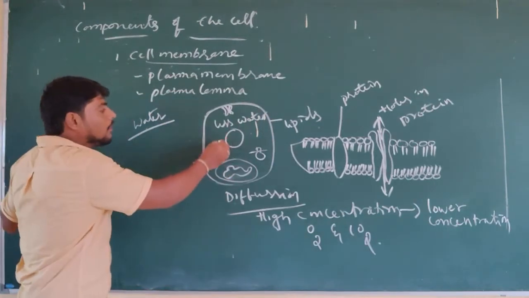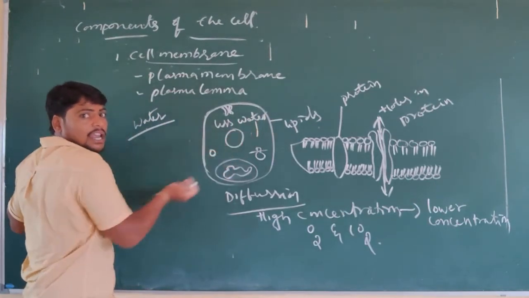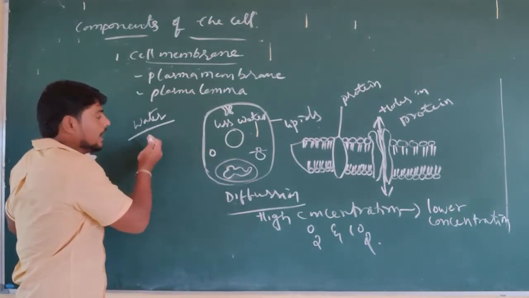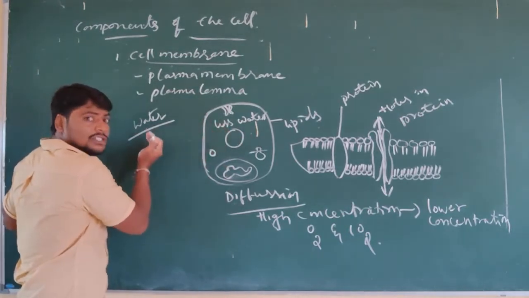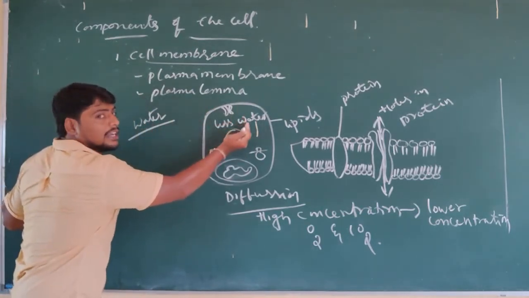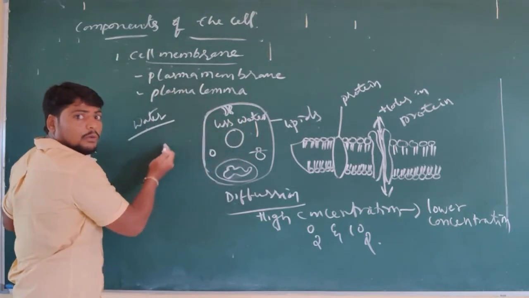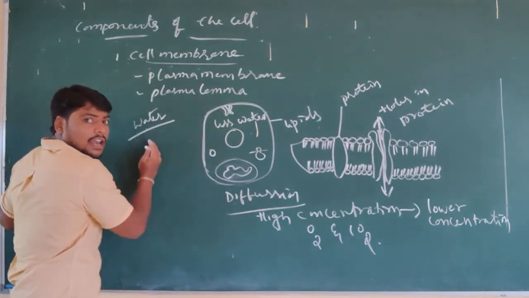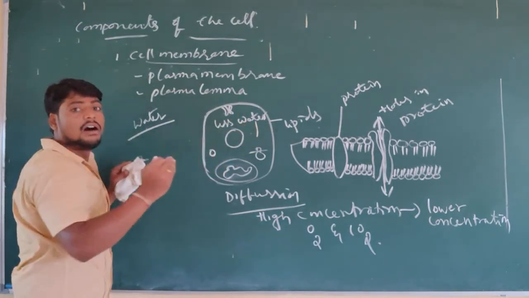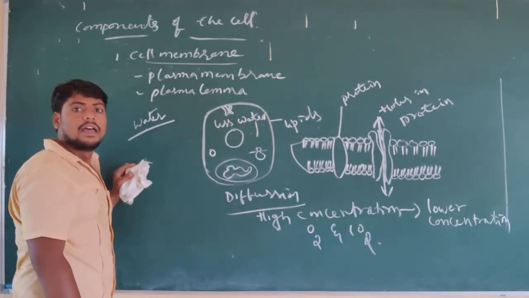So when the water is less inside the cell and more outside the cell, what is happening? The movement starts from where the water is more towards where the water is less. That is, the movement of water from outside the cell into the cell. That process is called osmosis.